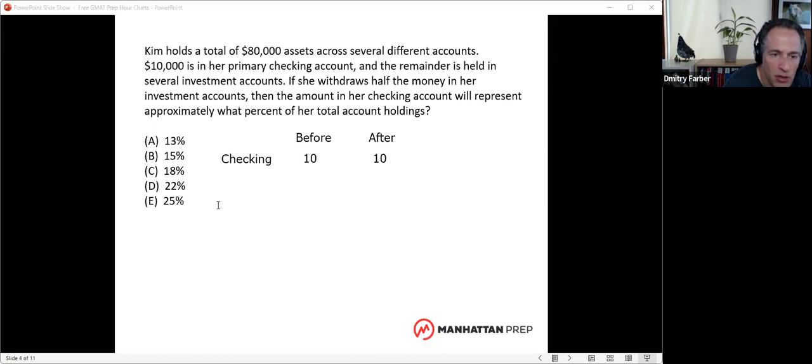And so I know that her total is 80. Now I don't know how many accounts she has, but that's kind of window dressing, right? What I know is that the rest is going to be 70, yeah? So I might make my chart something like this. So far, so good. So what happens in the after column?